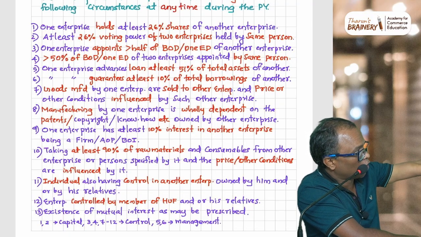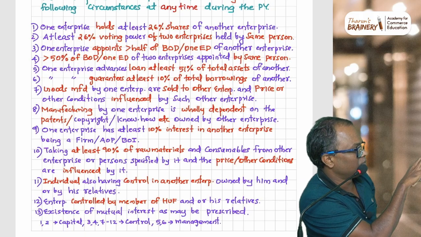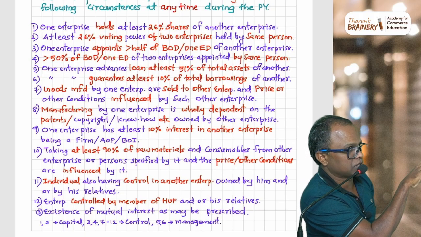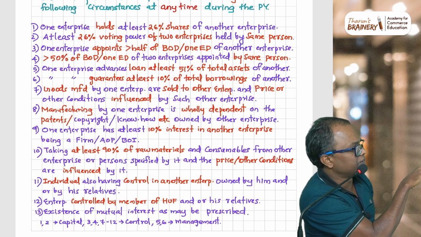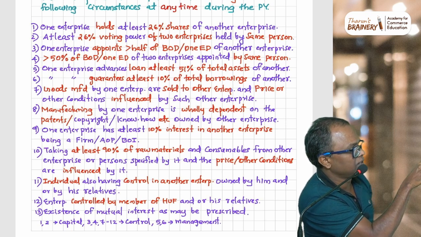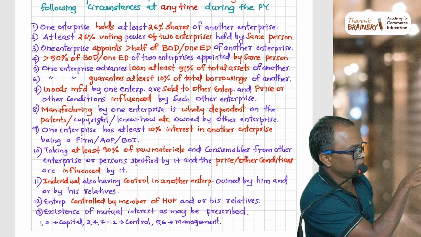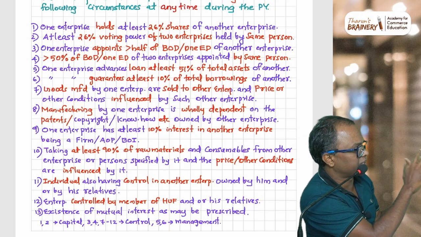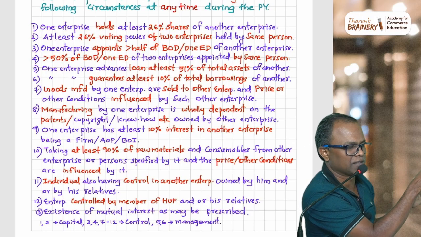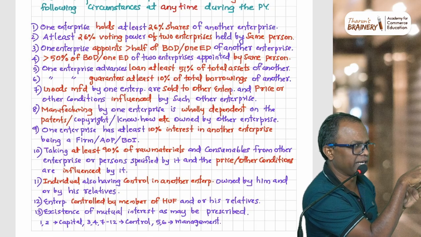And then it says, one enterprise giving a loan to another enterprise. And for the borrower enterprise, the loan taken from the other enterprise constitutes at least 51% of the total assets of the borrower enterprise. So if the loan amount represents at least 51% of the total assets of the borrower enterprise, then we can say that lender and this borrower are deemed to be AE.